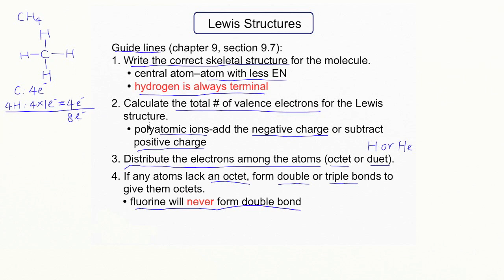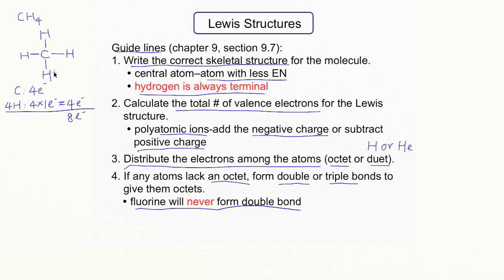Now step 3, we need to distribute those electrons among the atoms and make sure that those atoms satisfy the octet rule or duet rule. When you look at this skeletal structure, you have 4 hydrogens and 1 central carbon atom. Now, when you count the electrons we've already used, remember, each single bond represents 2 electrons. So 1, 2, 3, 4 single bonds. That means 8 electrons. That tells us we've already used all of the 8 electrons, so we don't have any extra electrons left.